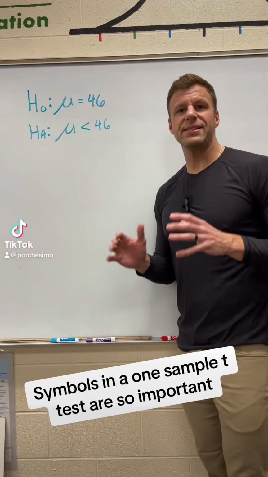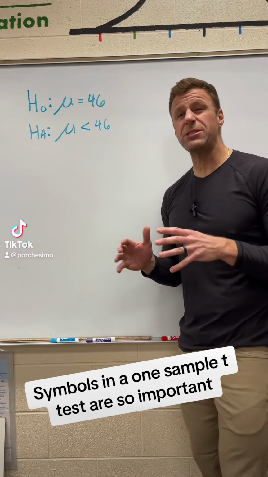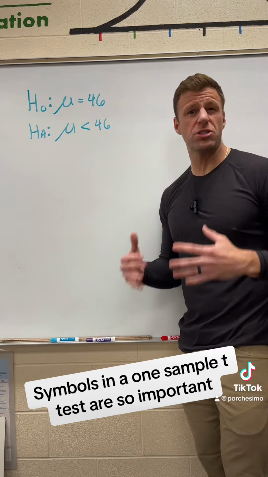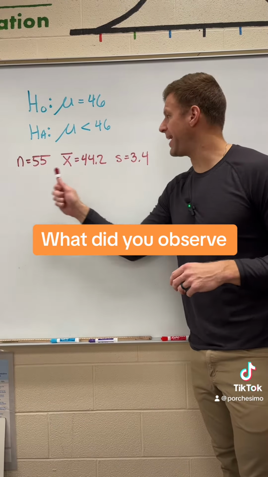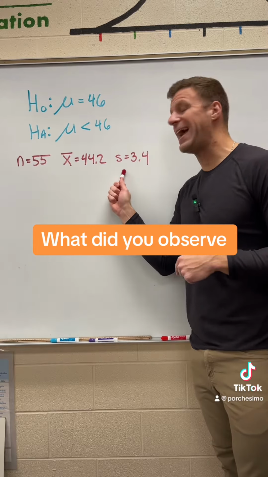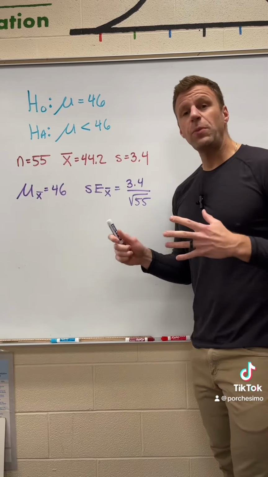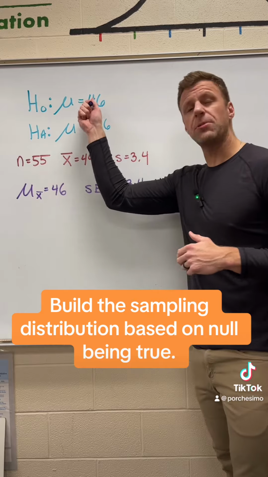When conducting a one sample t-test for population mean, the biggest mistake I see kids make is a lack of using the proper symbols. Let's go over it. First, we have the data from what we observed. Our sample size is n, x bar is the mean of our sample, and s is the standard deviation of our sample. Then we have to build a sampling distribution on the assumption that the null is true.